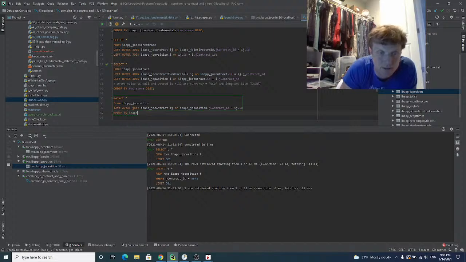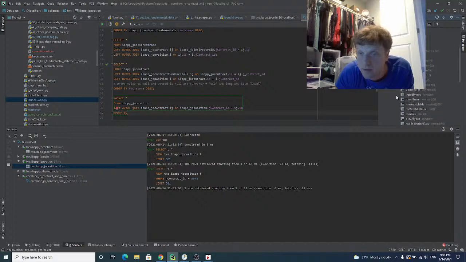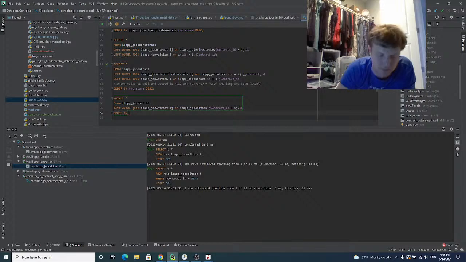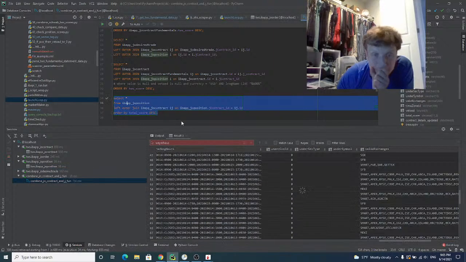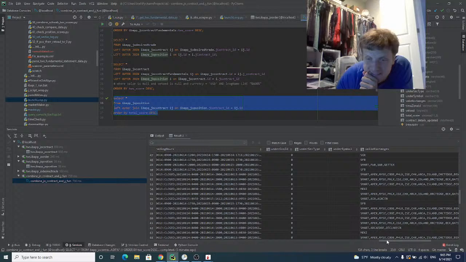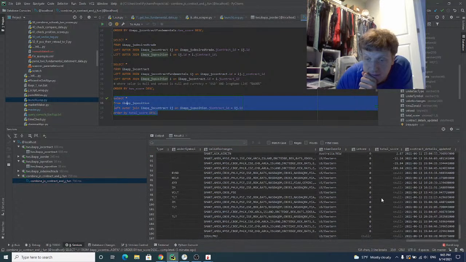I need 2 underscores. Well, we just want to order by total score. Actually, is what I want to do. Total score right there. Order by total score, descending. Okay. So that fun little SQL query should bring me back what I'm looking for. Oh, that's total score descending.